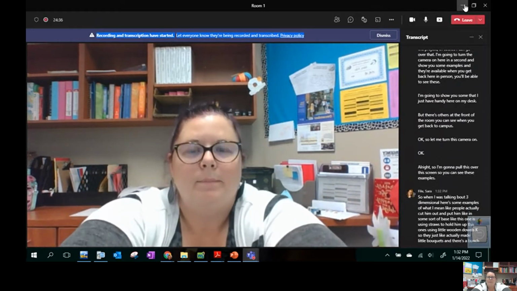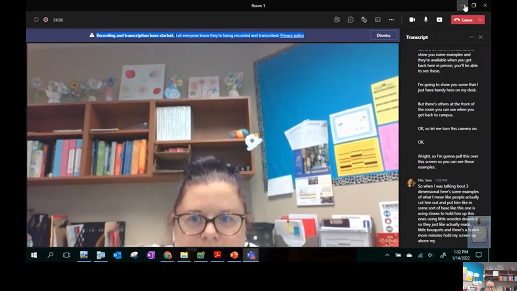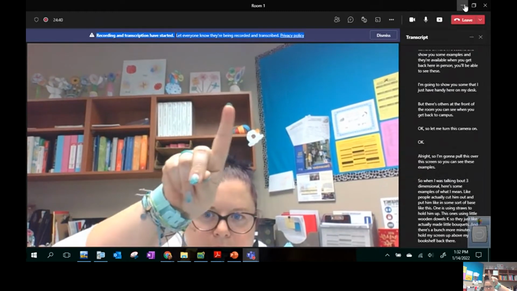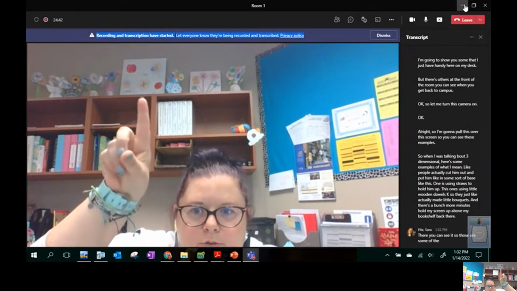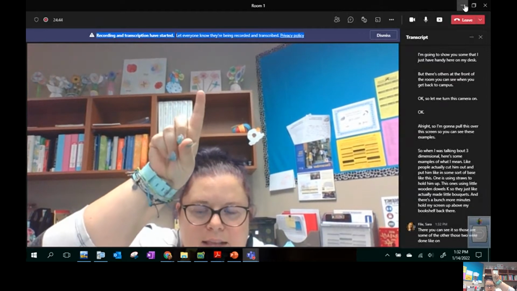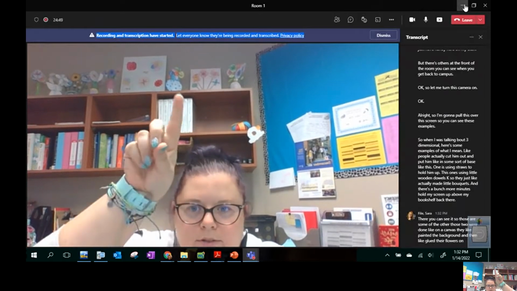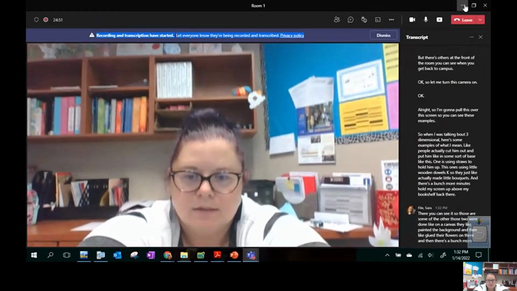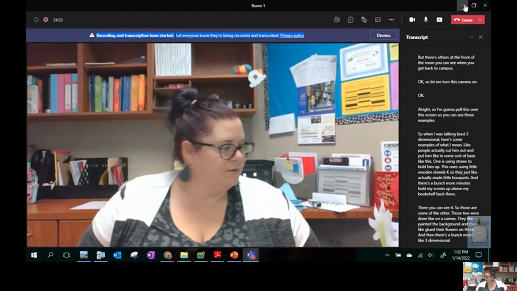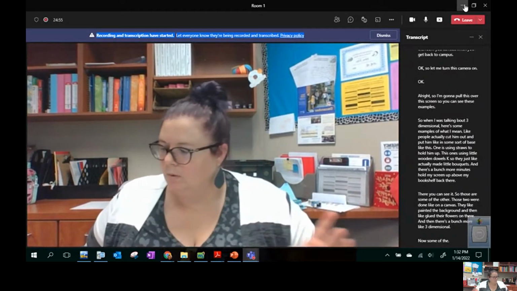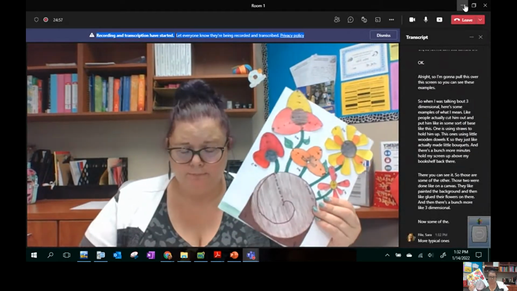I'm going to tilt my screen up above my bookshelf back there. Up there, you can see it. Those are some of the others. Those 2 were done on a canvas. They painted the background and then glued their flowers on there. And then there's a bunch more 3-dimensional ones. Now some of the more typical ones, they're just on paper.